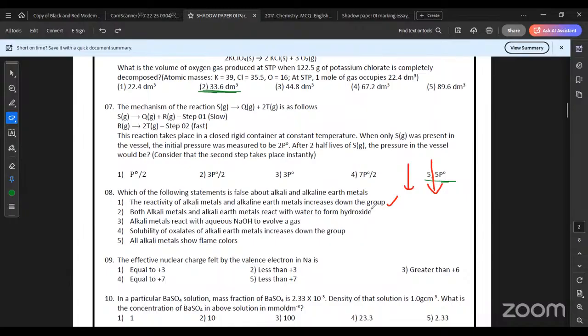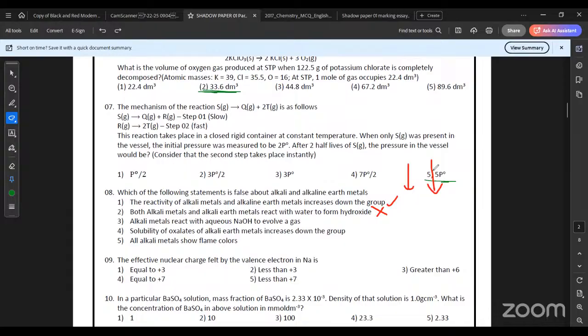Not everyone, people. Alkaline earth metals all don't react with water. Alkali metals react with aqueous sodium hydroxide. Some people have put answer number 3. Why? Can you please tell me why the third one is wrong? The third one is correct. Why is the third one correct? Very tricky, people. I repeat, it's very tricky.